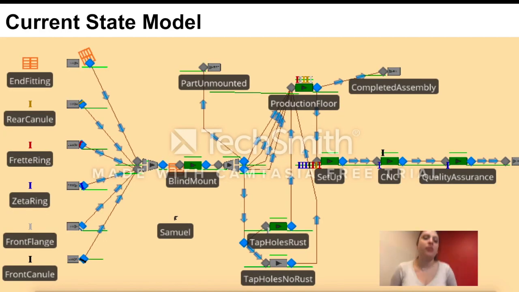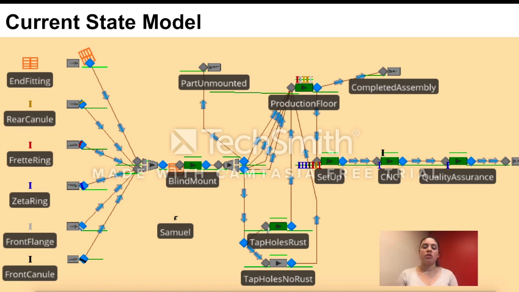So when we are evaluating our current state, our base model is this. We have an end fitting that consists of 5 different parts. The reason why they all come in and have a combiner is because the end fitting is composed of the 5 parts. It's then blind mounted and separated into the 5 different parts. We have 2 options. The part can either go to the tapping holes, and that's only one part, the front flange. Whenever we have the other 4 parts, they go to the production floor, where they can be finished reassembling if they meet all of the specifications, or if they need to meet certain specifications, they have to go back to the CNC machine room.